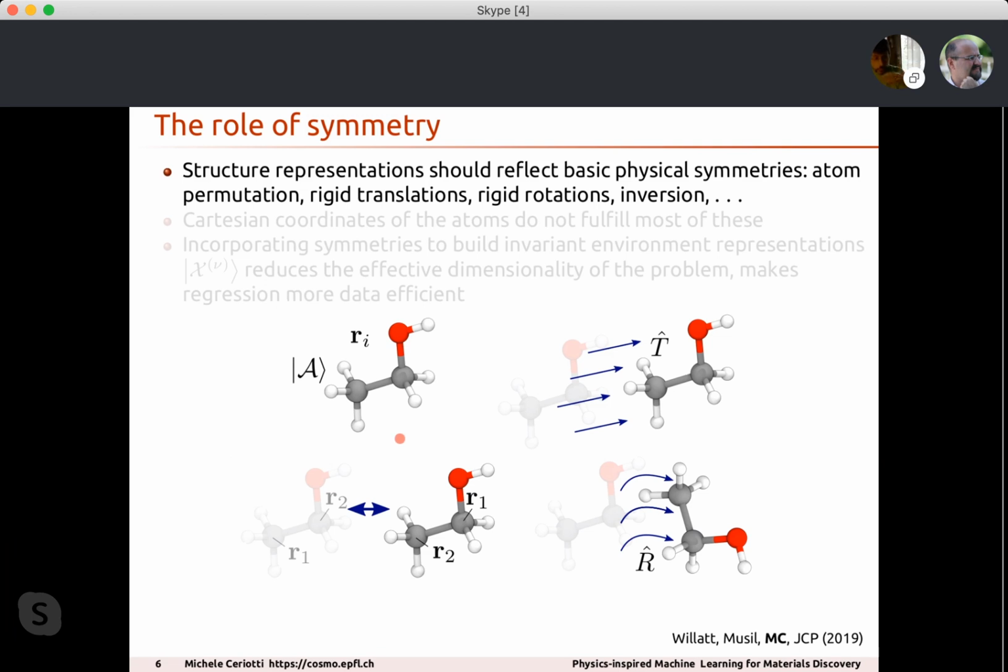So here I'm going to give you a very brief overview of a formalism that I developed last year with a couple of very good students, that tries to build a mapping between Cartesian coordinates and an abstract ket. I'm using Dirac notation here for those of you who are familiar with the use of Dirac notation in quantum mechanics, that represents your structure in a symmetrized fashion.